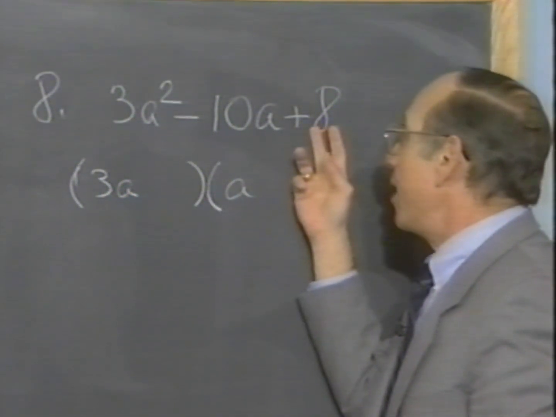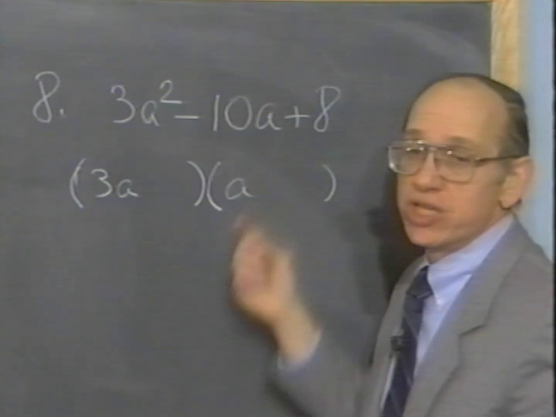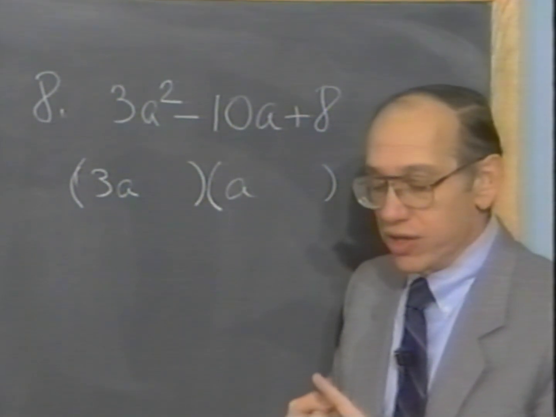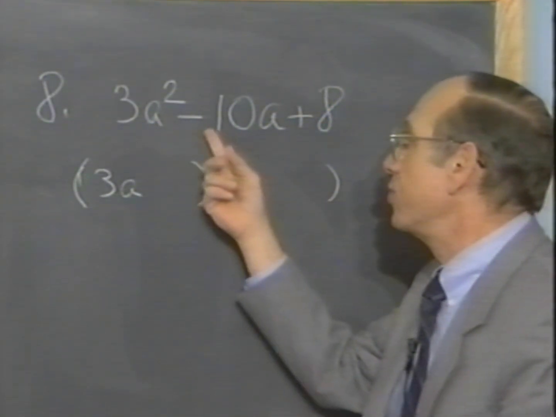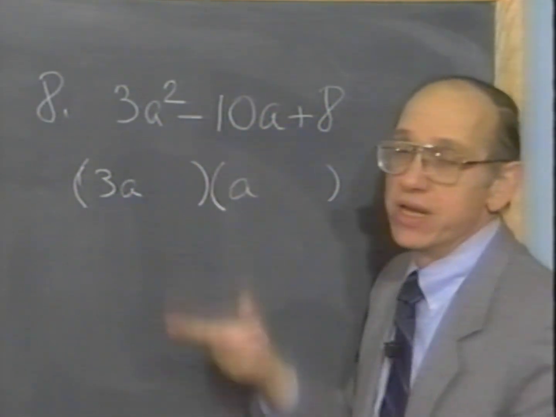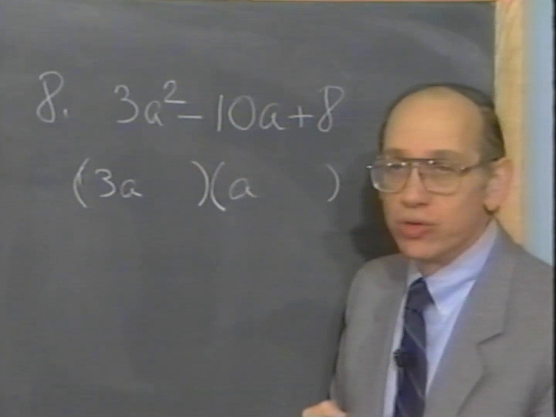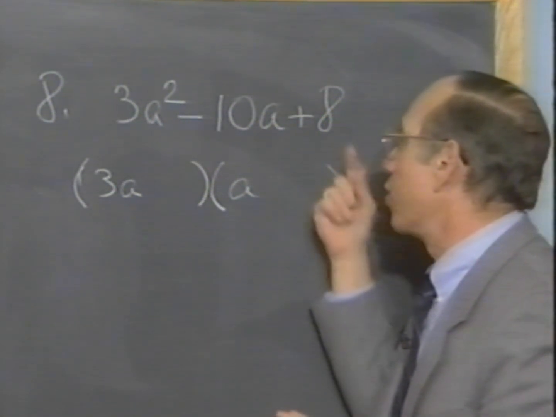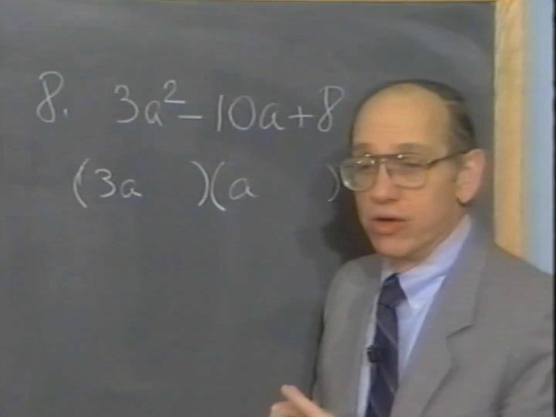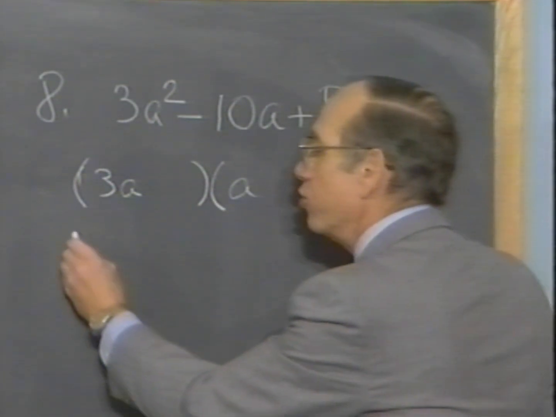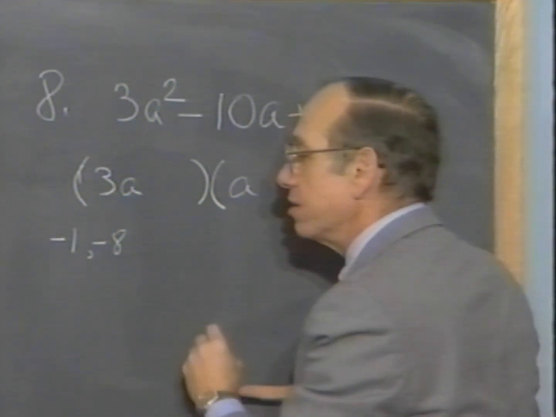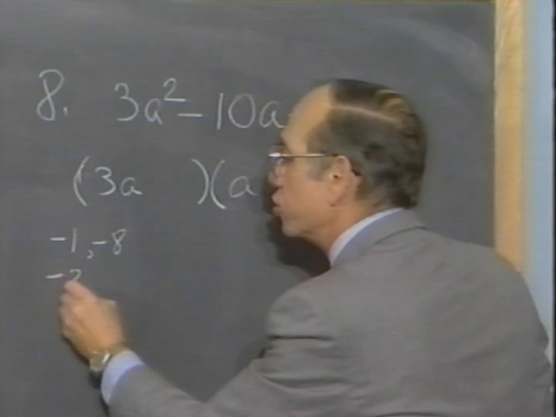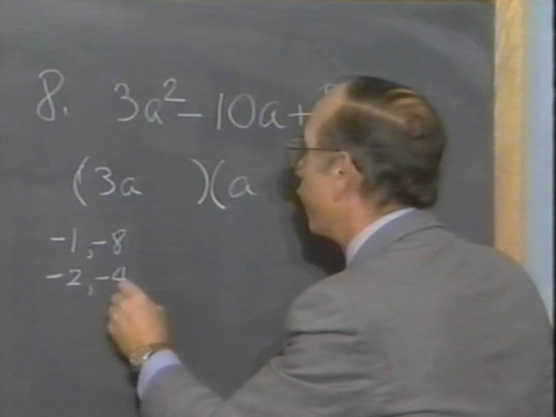Now, what about out back here? I have to get a plus 8. Either I've got to have two positive factors or two negative factors. They can't be positive because the middle term is going to be negative. So I've got to be looking for two negative numbers whose product is 8. And what are the possibilities? Well, I could be looking at minus 1 and minus 8. I could be looking at minus 2 and minus 4.